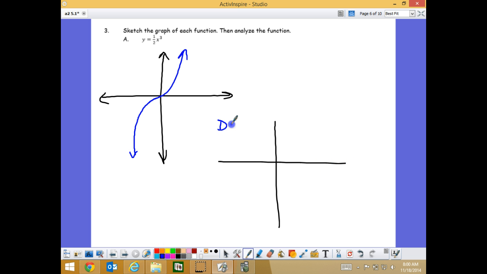First, domain is negative infinity to infinity. Remember, domain goes left to right. Range goes bottom to top, so that is also negative infinity to infinity. And on this one, there are no relative mins and maxes. There are no peaks or valleys. So we can write that down: no relative mins or maxes.